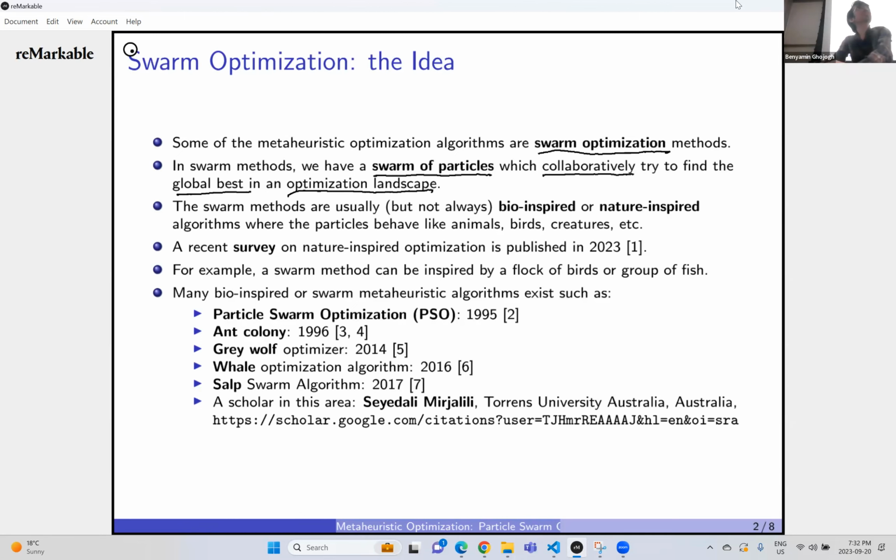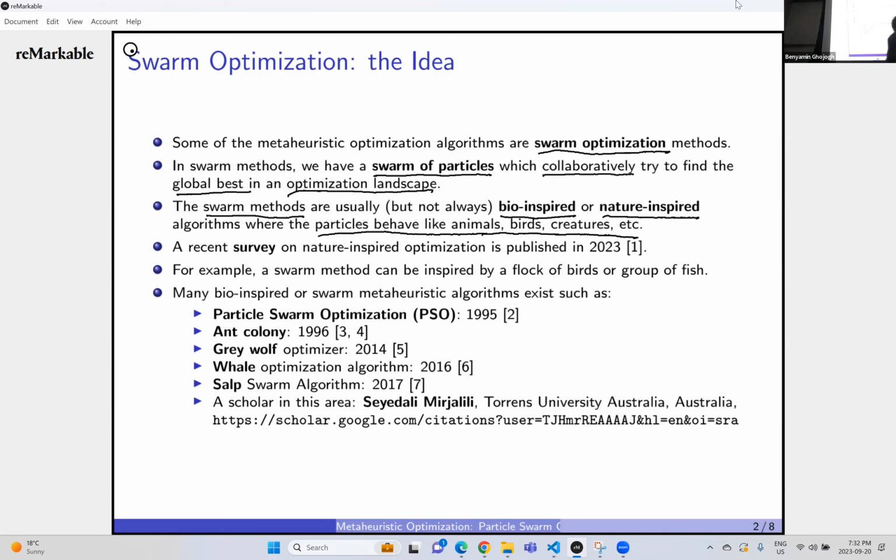PSO was the first algorithm which said, why do I need only one? Let me have several particles which collaborate with each other. So the swarm methods are usually, but not always, bio-inspired or nature-inspired algorithms where the particles behave like animals, birds, creatures, etc.